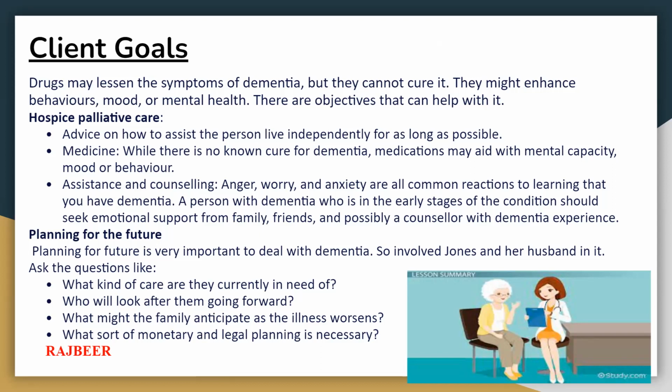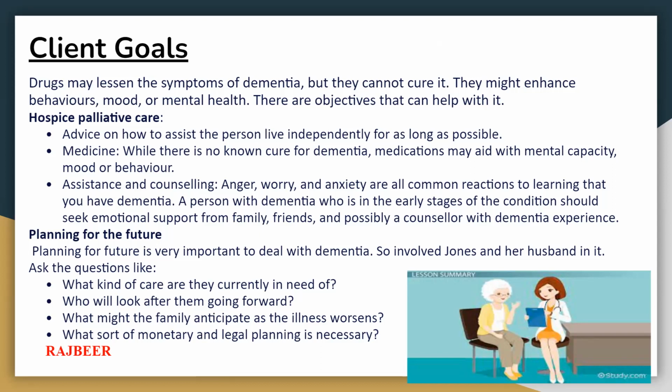Assistance and counseling: anger, worry, and anxiety are all common reactions to learning that you have dementia. A person with dementia who is in the early stages of the condition should seek emotional support from family, friends, and possibly a counselor with dementia experience.